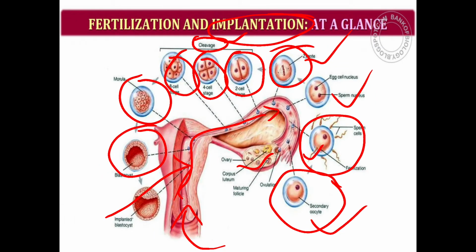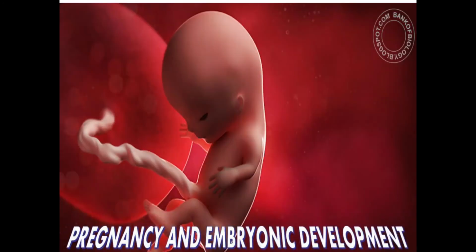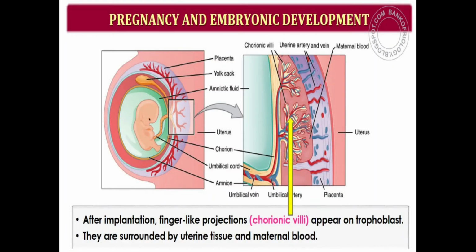After implantation, that is the sign of pregnancy. In the next slide we are going to deal with pregnancy and embryonic development of the fetus. So what happens after implantation? Here you can see in the diagram, soon after implantation, finger-like projections appear, which we call chorionic villi, from the blastocyst trophoblast layer.